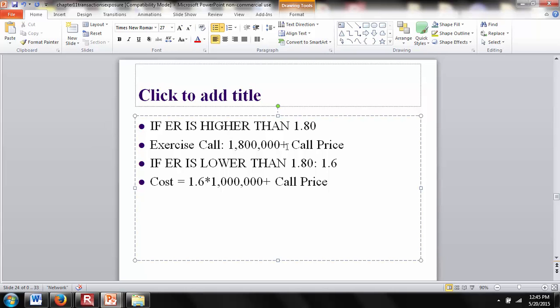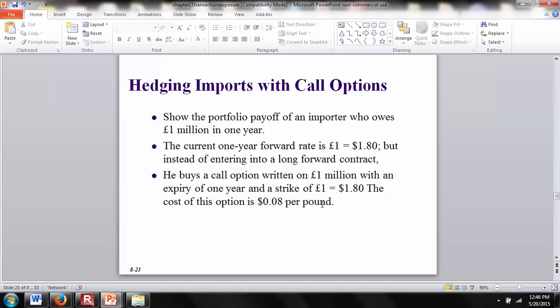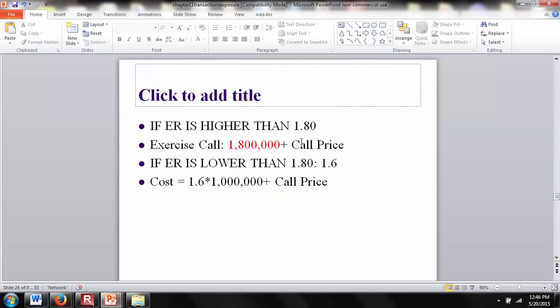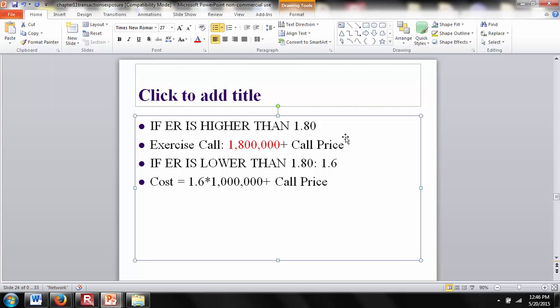What is his overall cost? That is going to be the price at which he converts, which is the 1.8 plus the call price or the call premium. And here the call premium is 8 cents per pound. So for 1 million, you just want to multiply it by 1 million times 0.08. Okay, so I think that gives you $80,000. And if the exchange rate is lower than 1.8, so for example 1.6, he basically will not exercise the call. He walks away, he goes to the market and buys the currency, and his cost is going to be 1.6 million plus the call price.